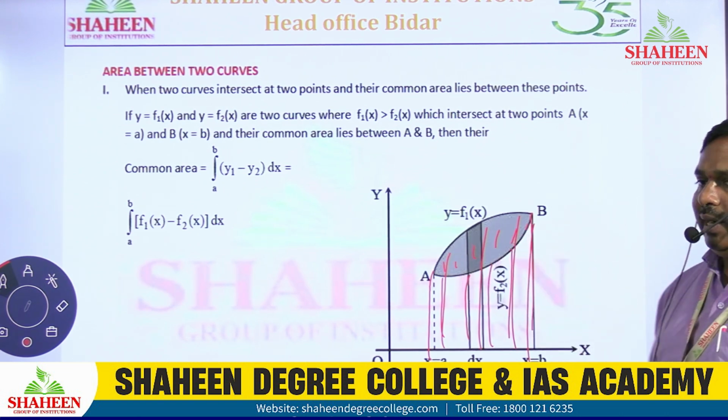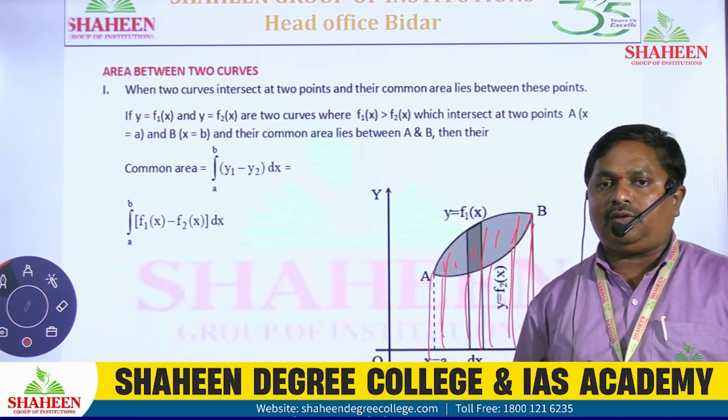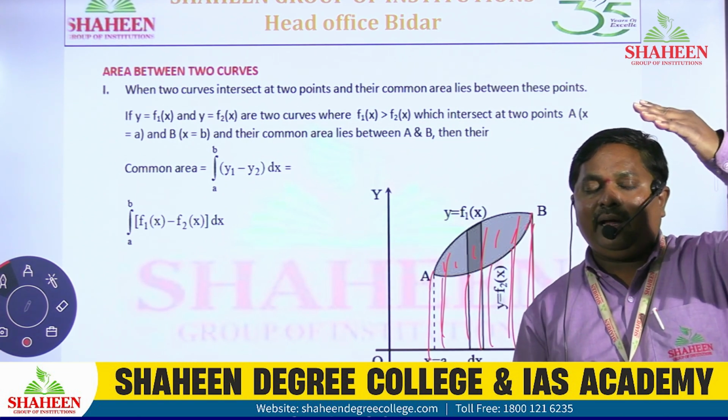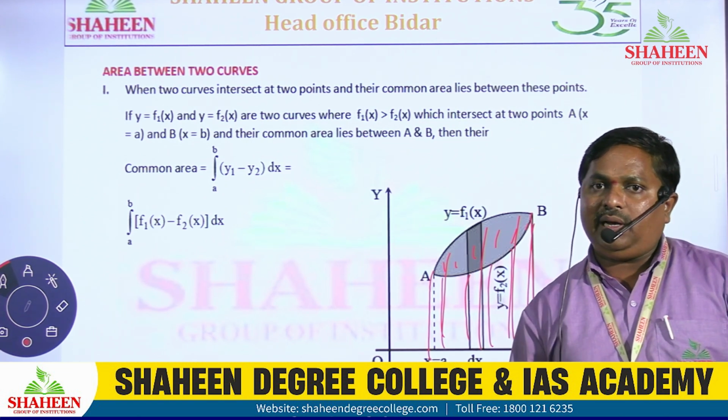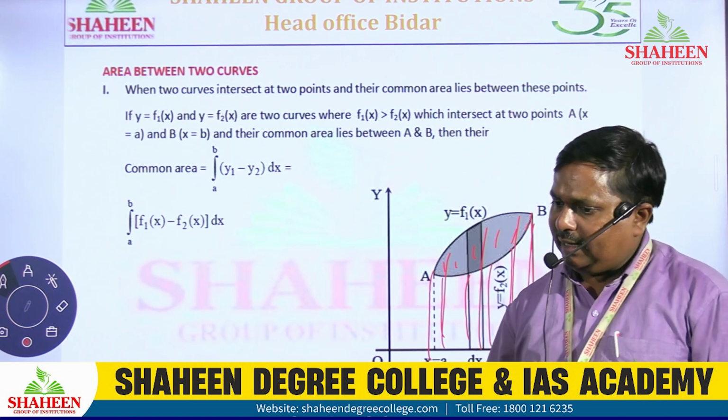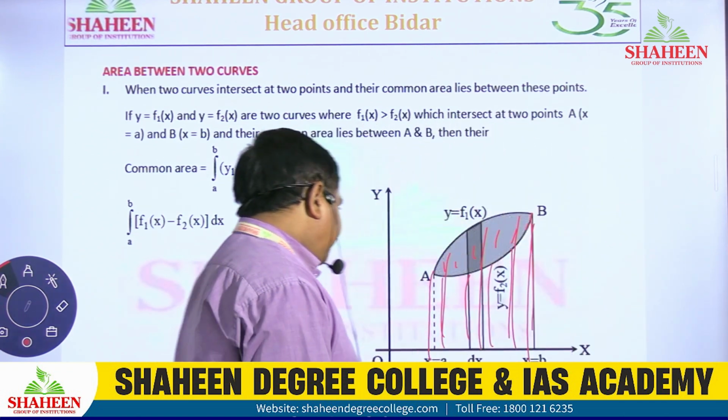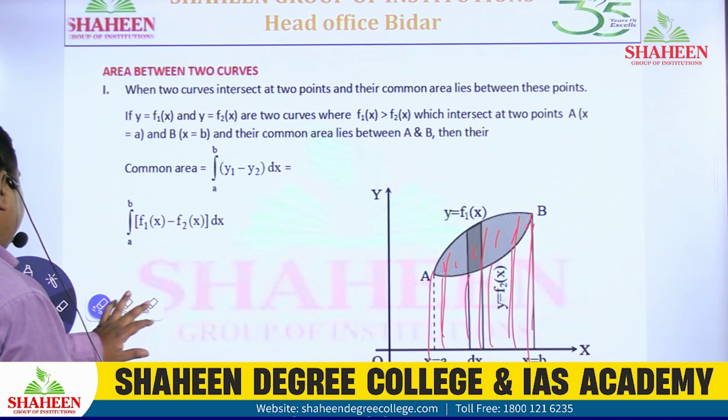Okay, so that is what the area between the two curves is. First you find the upper area, and then you find the lower area, and subtracting these two areas, you will get the area between the two curves. Understood? Okay, next.